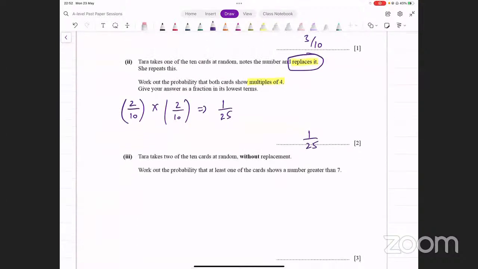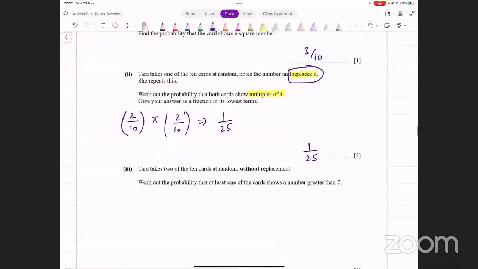Now it says Tara takes 2 of the 10 cards at random without replacement. So now she is not replacing the cards. Work out the probability that at least one of the cards shows a number that is greater than 7. अच्छा, greater than 7 numbers कितने आपके पास आ रहे हैं? You've got 8, 9, 10. ये 3 numbers possible हैं. तो greater than 7 की probability आपके पास 3 over 10 है यहाँ पे. Right? So keep that in mind. It says at least one of the cards shows a number greater than 7. इसका मतलब क्या होगा? ये भी हो सकता है कि एक कार्ड 7 से बड़ा है, ये भी हो सकता है कि दोनों कार्ड 7 से बड़े हैं. दोनों possibilities हो सकती हैं.